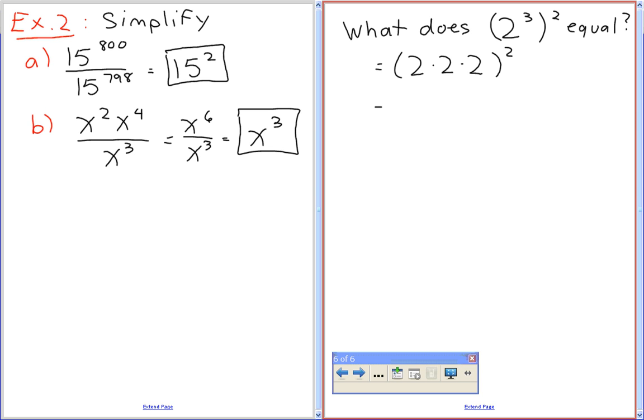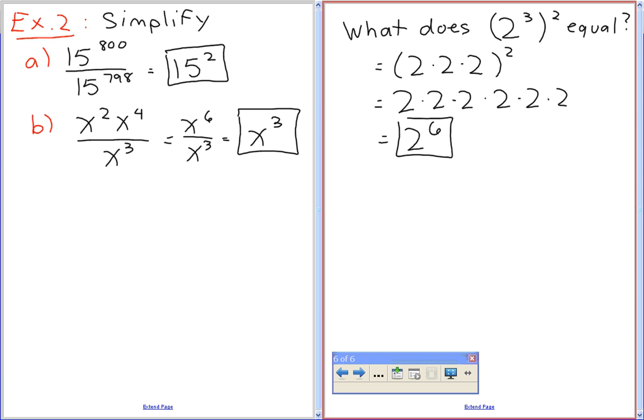Aiden, we're not done with you yet. Can you write that in expanded form? 2 times 2 times 2 squared. It's going to be 2 times 2 times 2, and then we're going to square it, so we'll do it again. Aiden, we're still not done with you. Can you compress that again for me? It's going to be 2 to the 6.